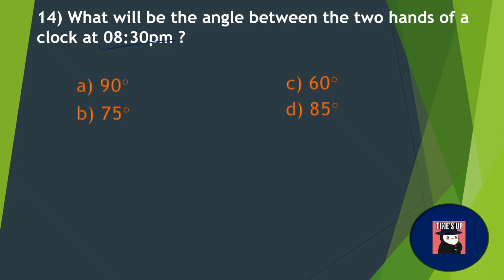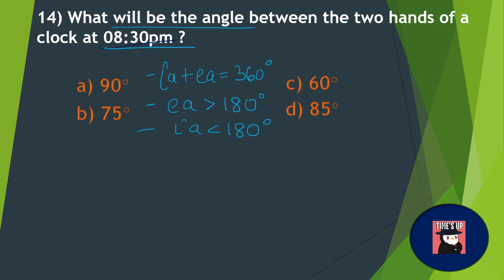8:30, correct? What they have said is 8:30 p.m. One thing you need to remember is that internal angle plus external angle is equal to 360 degrees. Second thing, the external angle should always be greater than 180 degrees, and the internal angle should be less than 180 degrees. Now, the external angle is not asked. Whatever angle comes as the answer should be less than 180 degrees. Otherwise, you need to subtract it from 360 degrees.